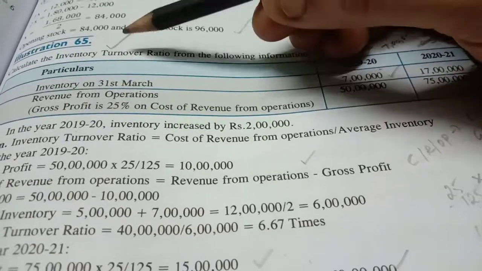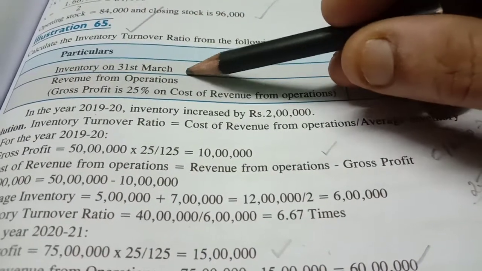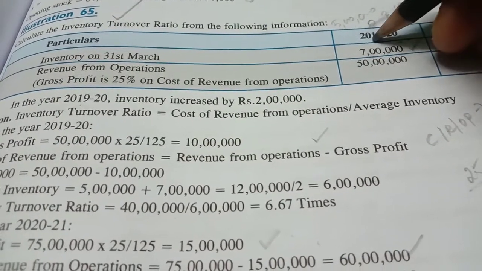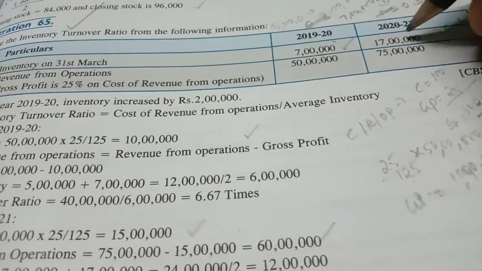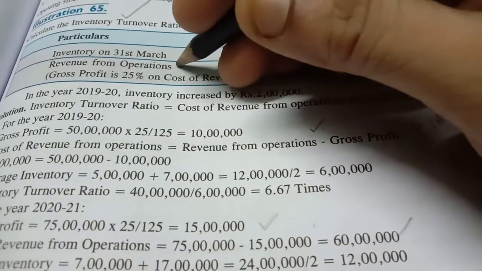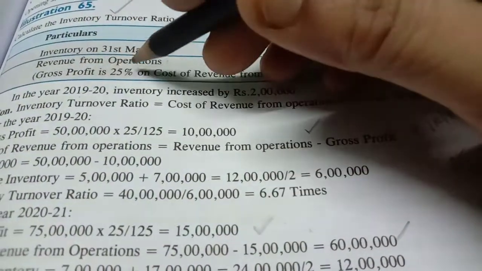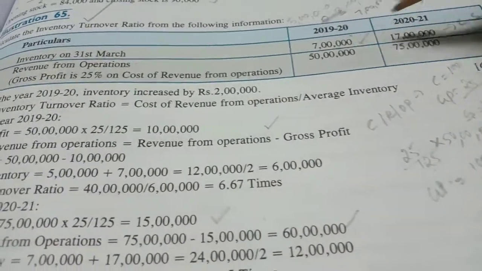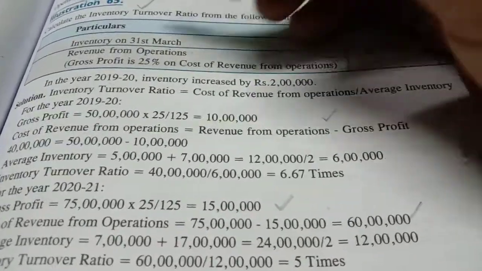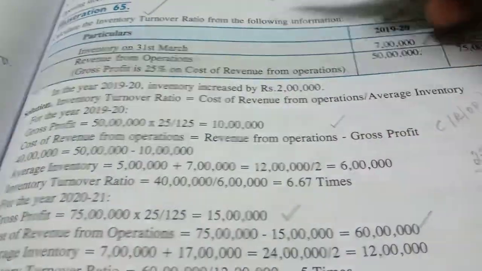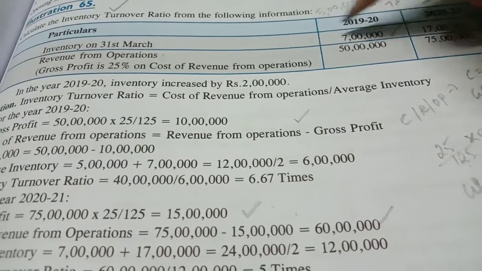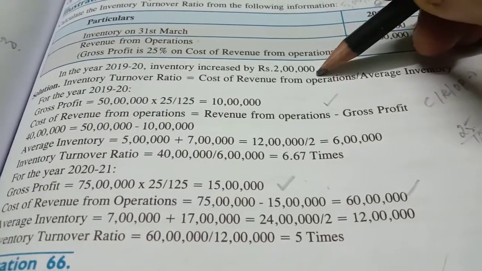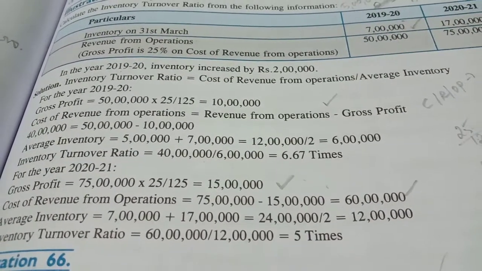So they asked to calculate the inventory turnover ratio. Inventory on 31st March, amount is given for 2019-20 and 2020-21, and revenue from operations. Gross profit is 25% on cost of revenue from operations. In the year 2019-20, inventory increased by 2 lakhs.